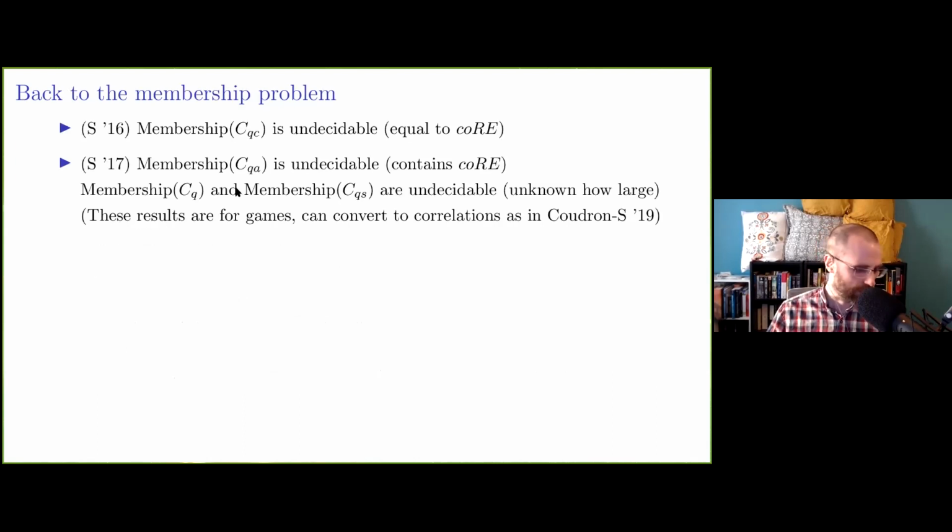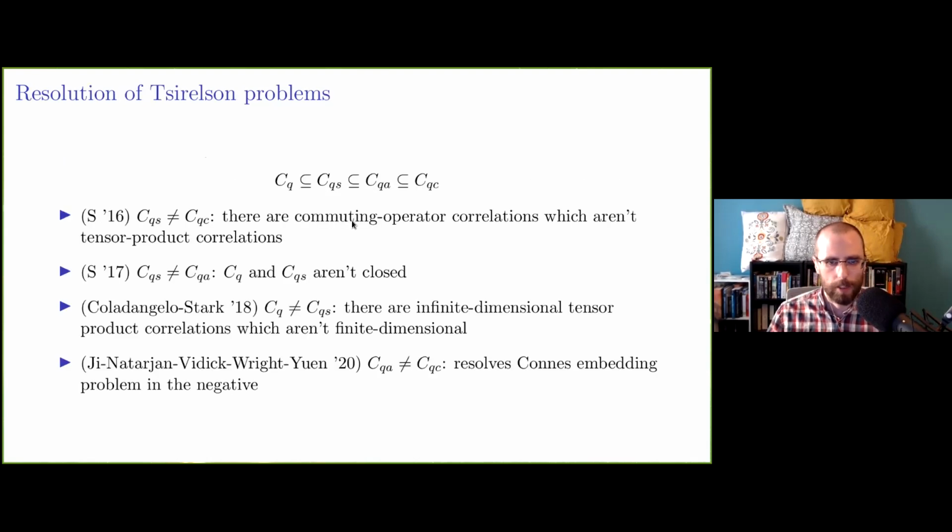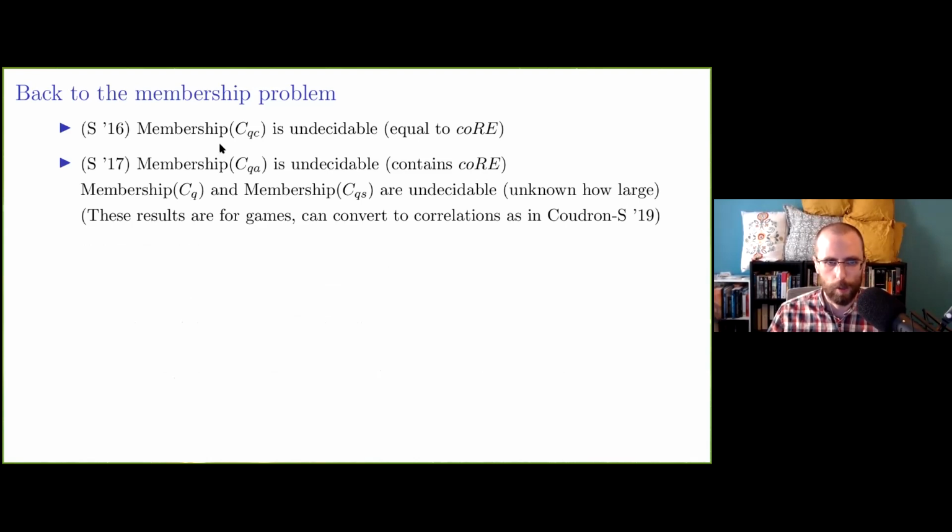Okay, so now back to the membership problem, just to wrap up here. Along with separating these sets, interestingly, you wouldn't look at this and say that the membership problem should be involved here, but we've actually been able to resolve the difficulty of the membership problem at the same time. And the methods end up being connected. So first of all, we found that membership in CQC is undecidable and actually equal to co-RE. And then that membership in CQA is undecidable and contains co-RE.